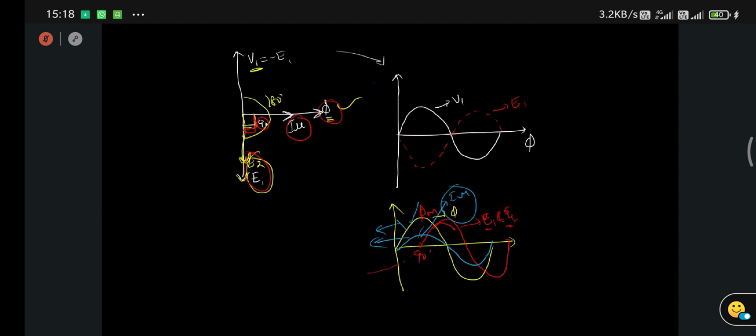By the way, have you understood all these waveforms, dear students? Here you have to write V1 equal to minus E1 according to Lenz's law.